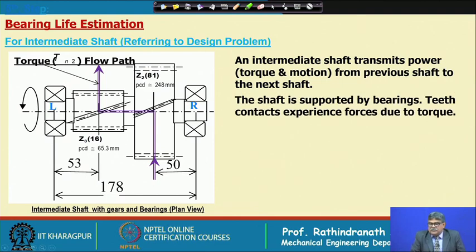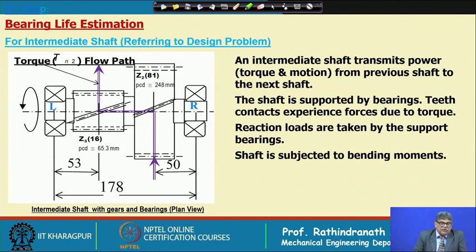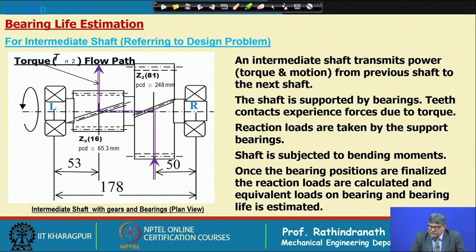And the shaft is supported by bearings. Teeth contacts experience forces due to torque, we need to calculate the reaction loads taken by the support bearings, and the shaft is subjected to bending moments. We should consider all such things. Here we have given the dimensions of the bearings also, PCD, and the widths are not mentioned, but we have kept the gap. Capital R in blue stands for the right hand, capital L stands for the left hand. So, once the bearing positions are finalized, the reaction loads are calculated, and equivalent loads on bearings and bearing life are estimated.